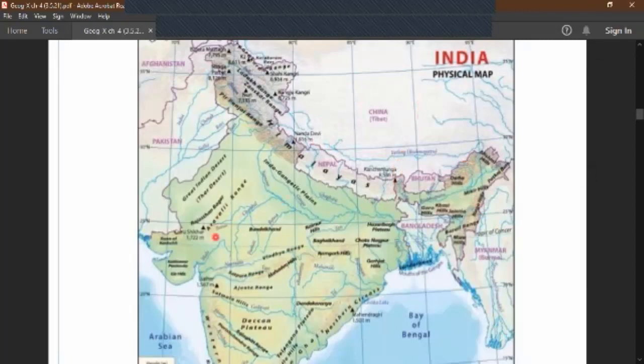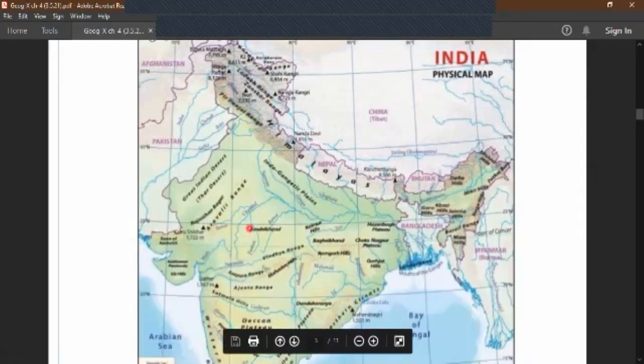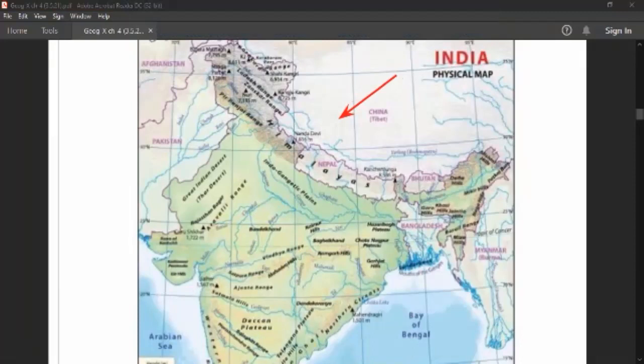They also act as a physical barrier for rain-bearing southwest monsoon winds. They are protecting us from the cold and dry winds of Central Asia during the winter season, as well as they intercept the southwest monsoon winds. Hence, Himalayas play a very important role in influencing the climate of India.